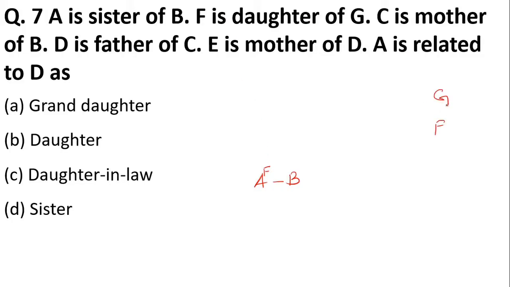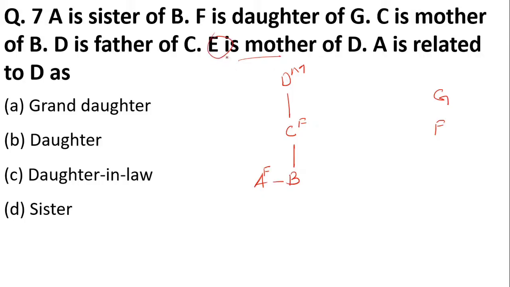I'll write it here. C is the mother of B. I'll write female here because it is mother, she'll be female. D is the father of C. So this is male. E is the mother of D. So if we just leave this line, let's come to our question. A is related to D as A is related to D. They are nowhere asking about E, but still they have given it. Why?